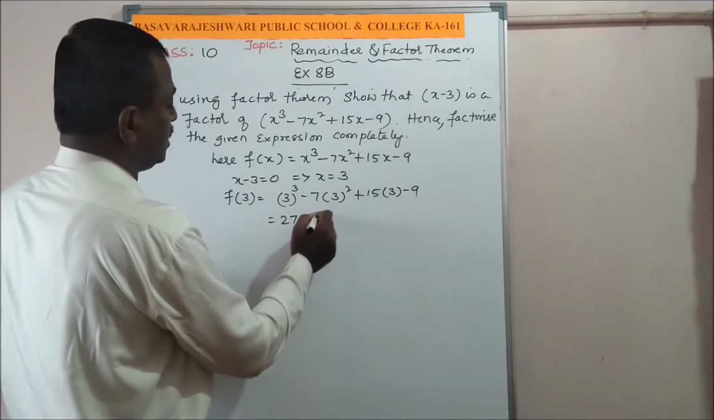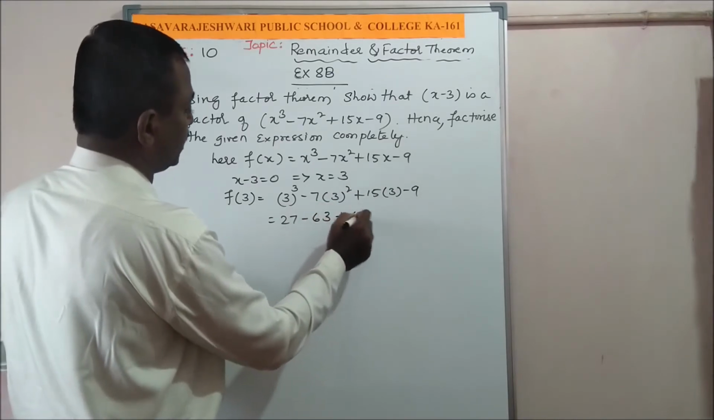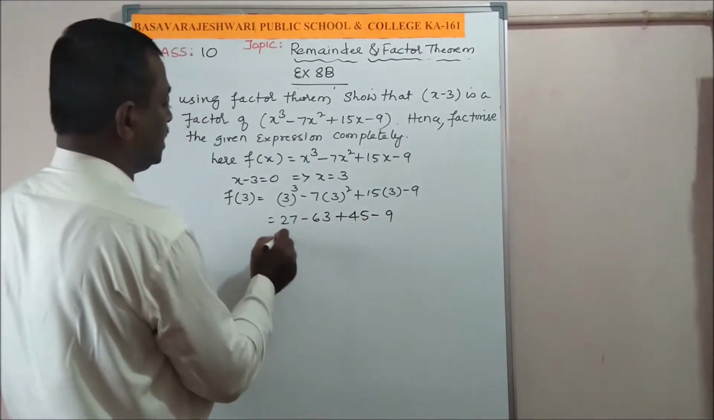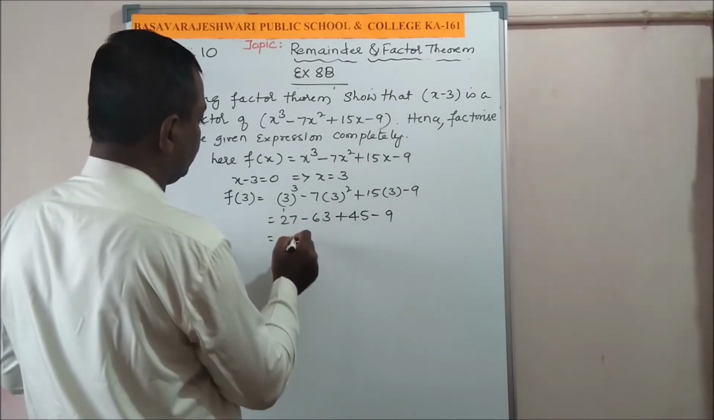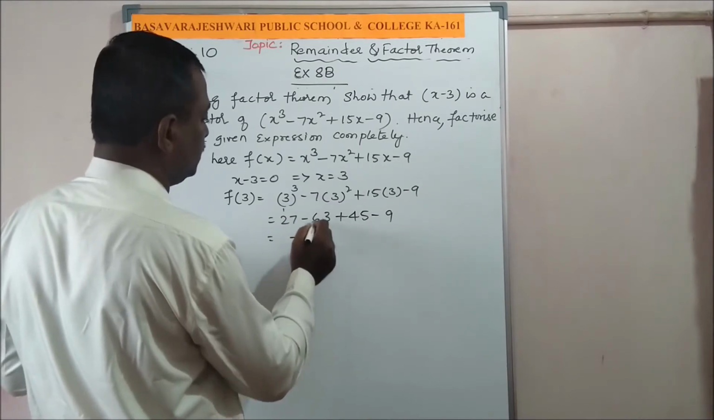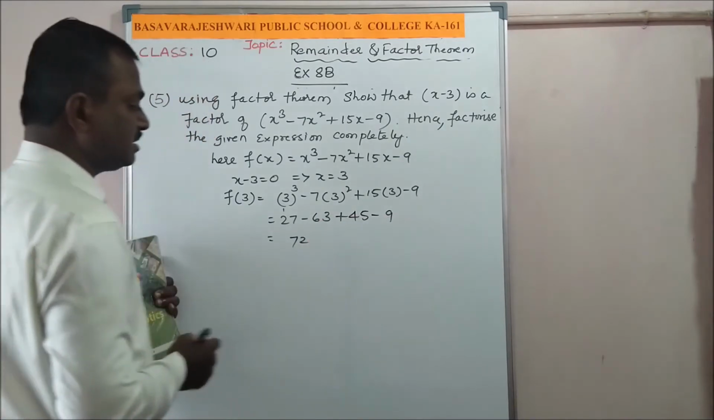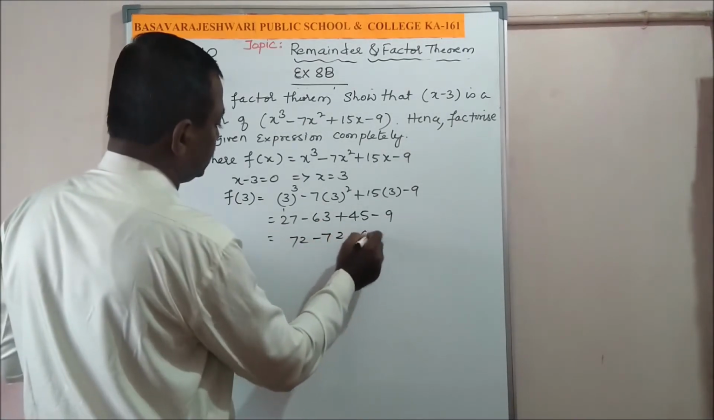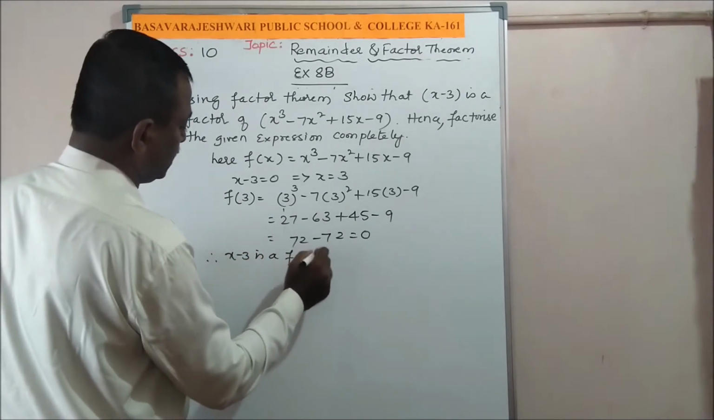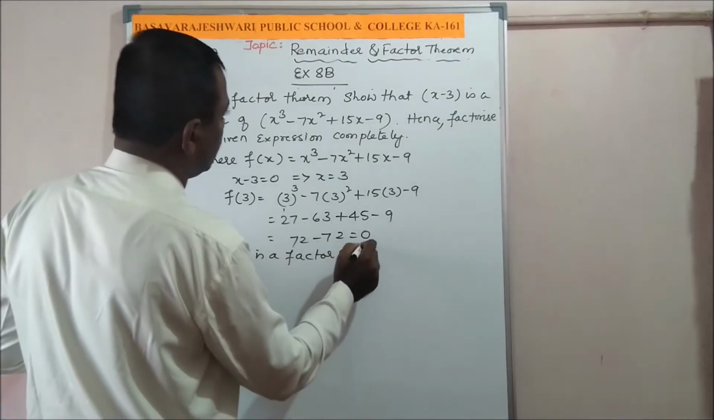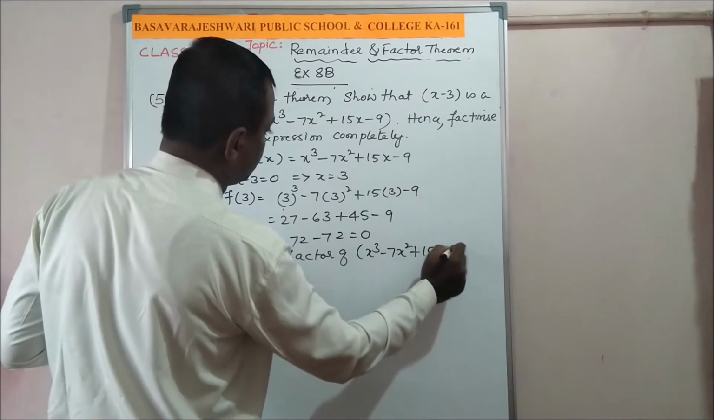27 minus 3 square 9, 9 times 7 is 63, plus 45 minus 9. 5 times 7 is 35, plus 5... 3 times 4 is 12, plus 3... So 63 minus 63 minus 9 is minus 72. So that is 0. Therefore, x minus 3 is a factor of x cube minus 7x square plus 15x minus 9.